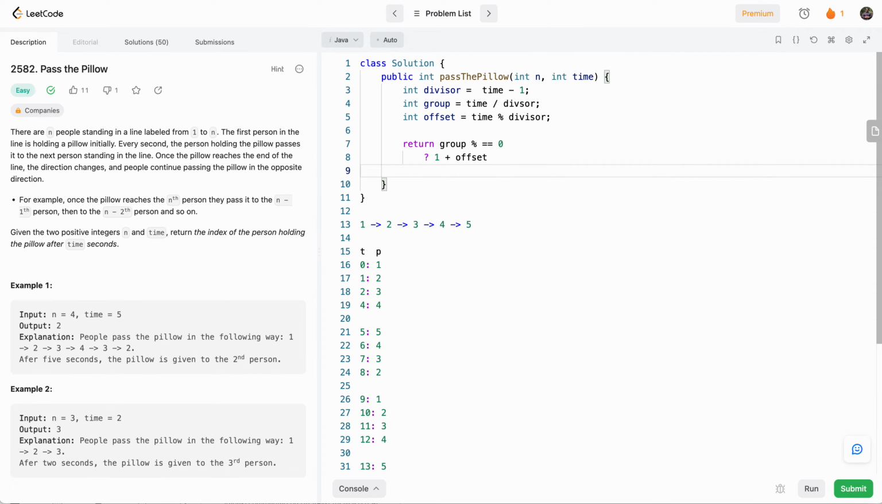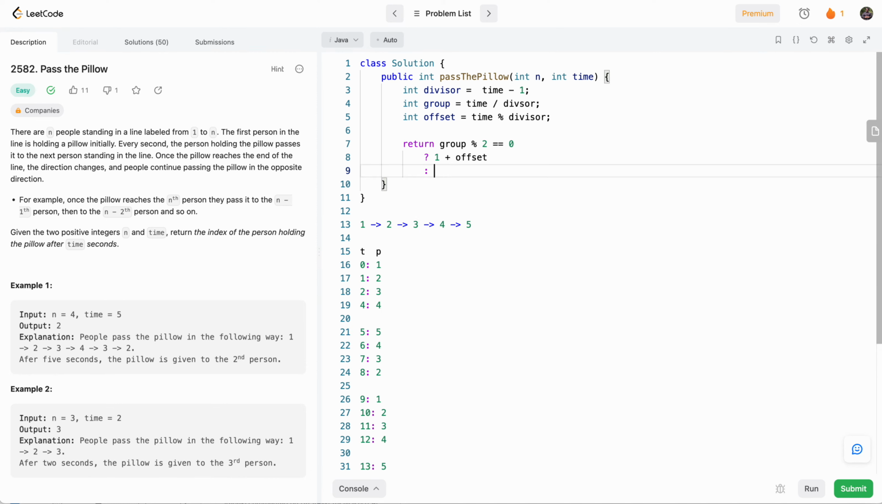right? And then if it's an odd group, that means group mod 2 is equal to 1, then we're going the other way. So we start with n, and here the offset, remember, will be 0 because this is the remainder 0, 1, 2, 3. So basically it's going to be 5 minus the offset: 5 minus 0, 5 minus 1, 5 minus 2, and so on. So that's going to be where the pillow ends. It's simply going to be, in general, n minus offset.